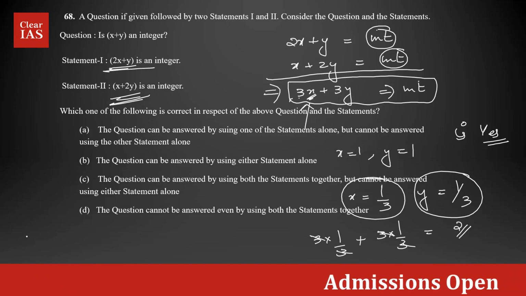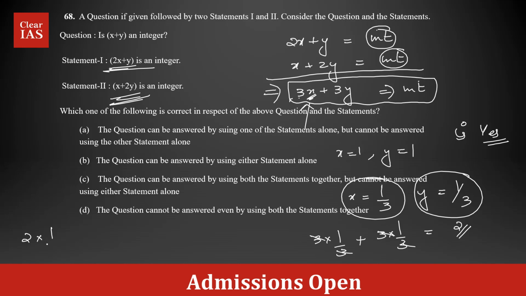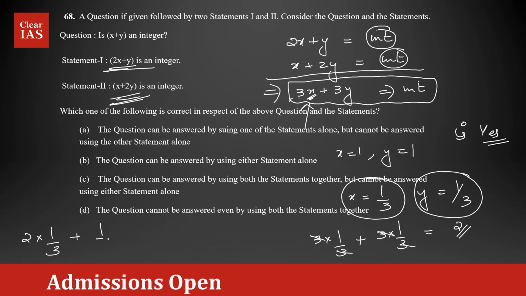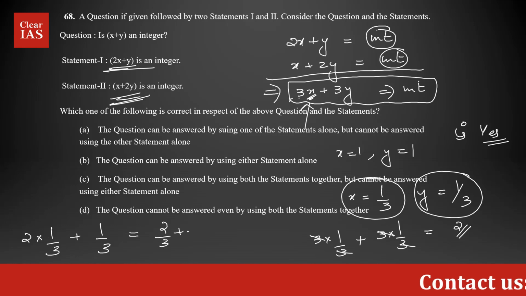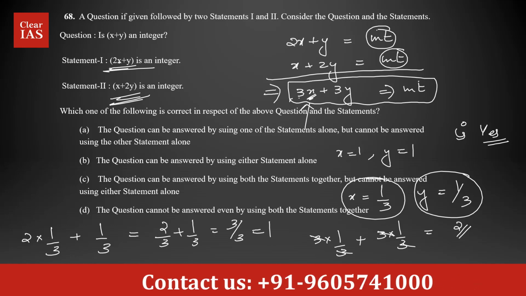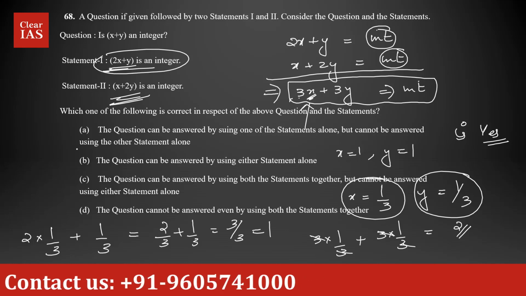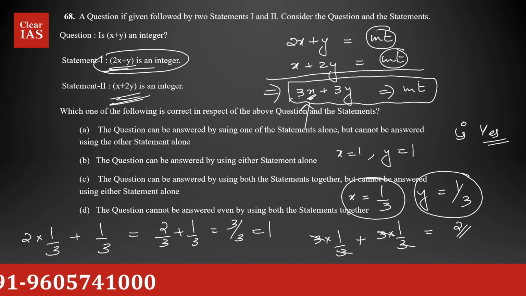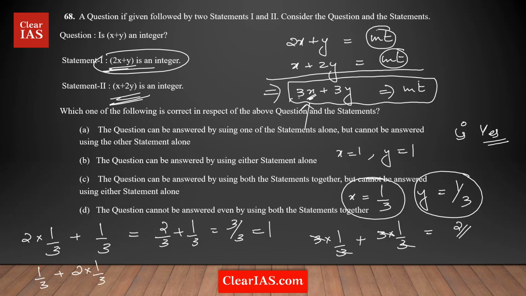See, the first condition is 2x plus y. 2 times 1 by 3 plus y, which is 1 by 3. If you're adding it up, you get 2 by 3 plus 1 by 3, which is nothing but 3 upon 3, which is equal to 1. See, this condition is satisfied. Similarly, if you try the next one, x is 1 by 3 and y is also 1 by 3, it's 2 times 1 by 3, same thing. You're getting 1. So both the conditions are satisfied. You could plug in these values: x can be 1 by 3 and y can be 1 by 3.